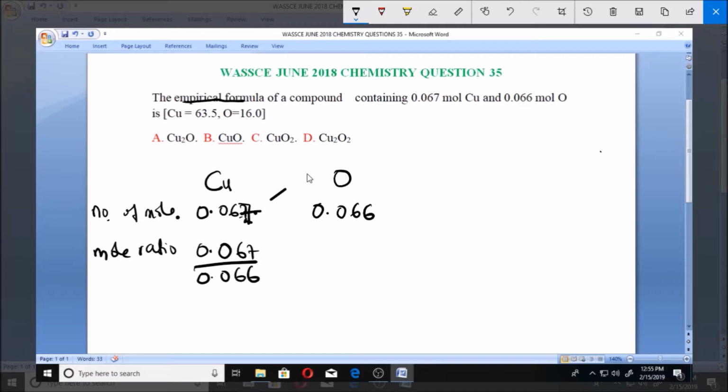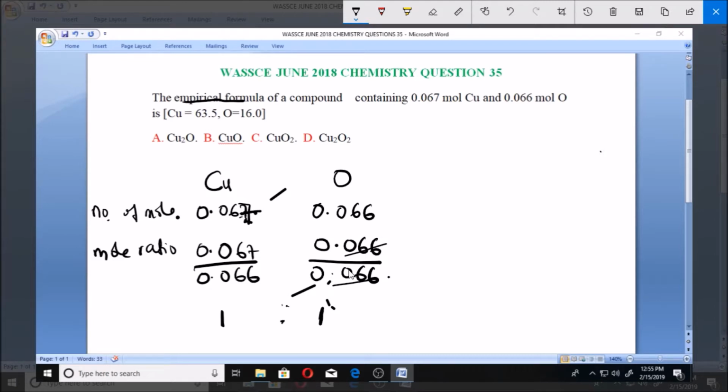So we have 0.067 over 0.066, then 0.066 all over 0.066, which is also the smaller one. This will enable us to have a ratio. When you divide this by this, you're going to have 1. When you divide this by this, you're also going to have 1. It's close to 1, so we have 1:1 as the ratio.